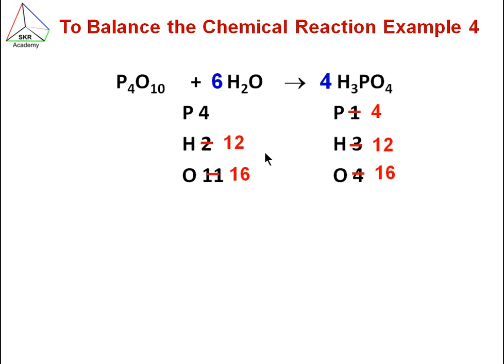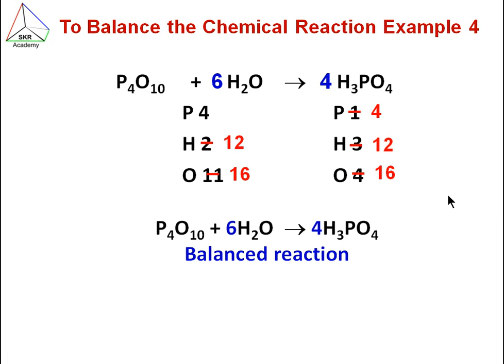They already become 16. So now the final balanced reaction is P4O10 plus 6H2O will give you 4H3PO4. So this is the balanced reaction. Here we have seen 3 examples, and we will see a few more examples in the next video, and I hope you understand how to balance chemical reactions.